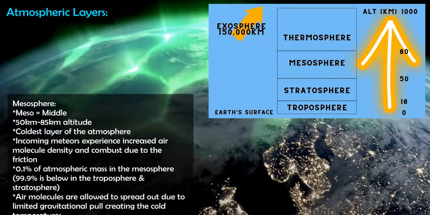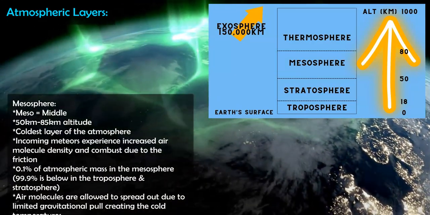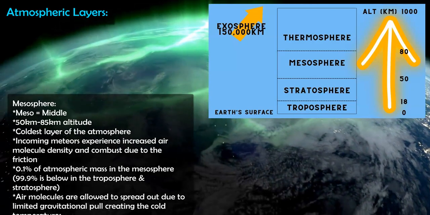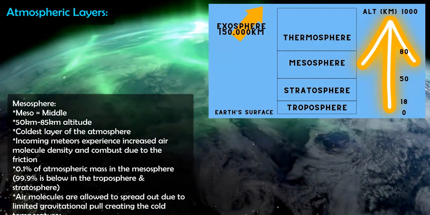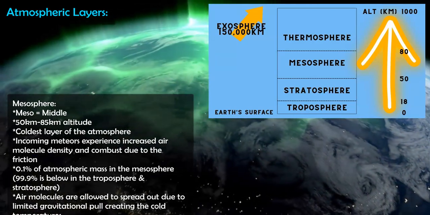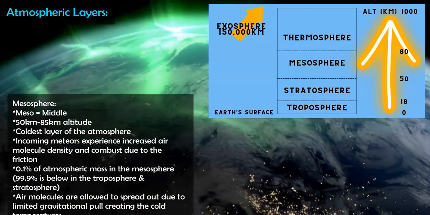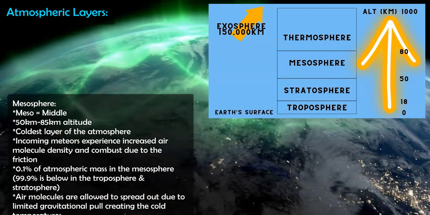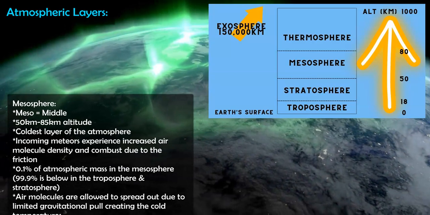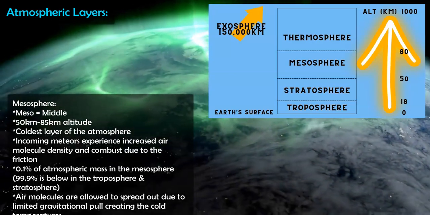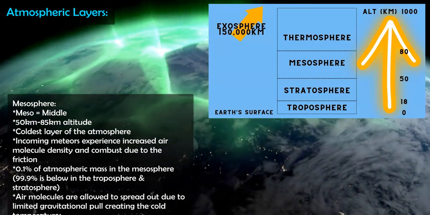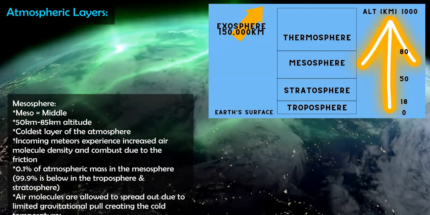The mesosphere is the middle layer, hence meso, which means middle, and this is basically the first layer where air molecules are concentrated enough that meteors, or incoming rocks from space, are going to start to combust based on the friction with the air molecules.